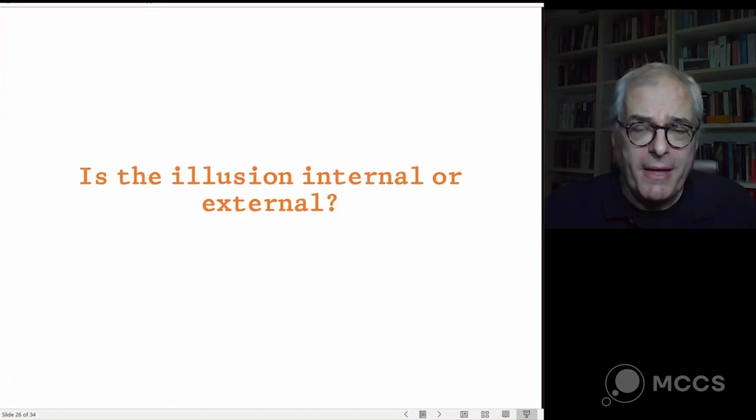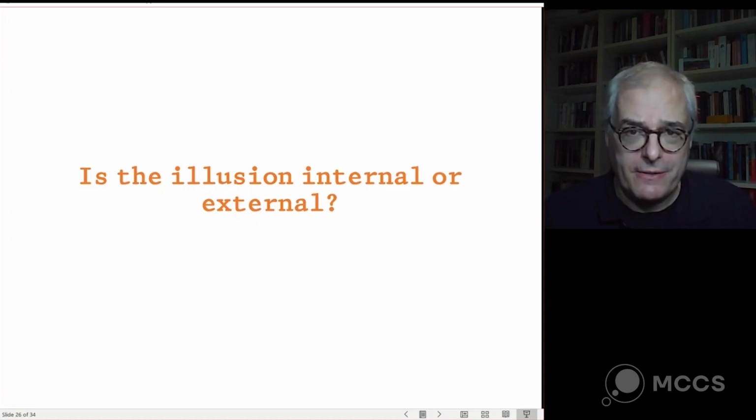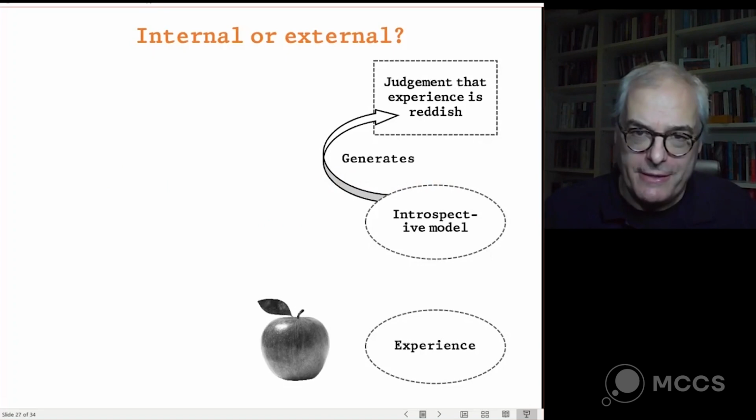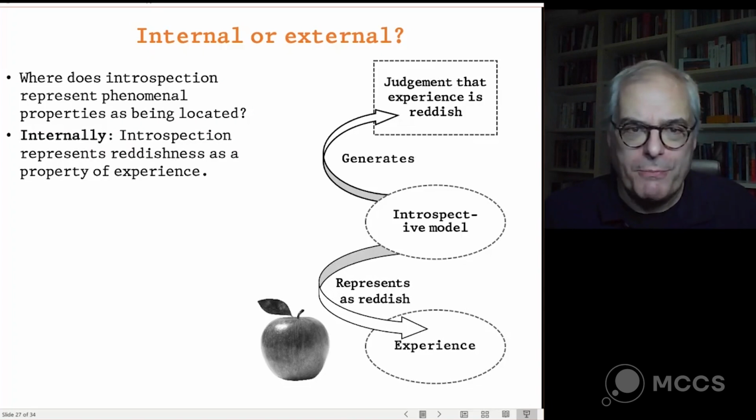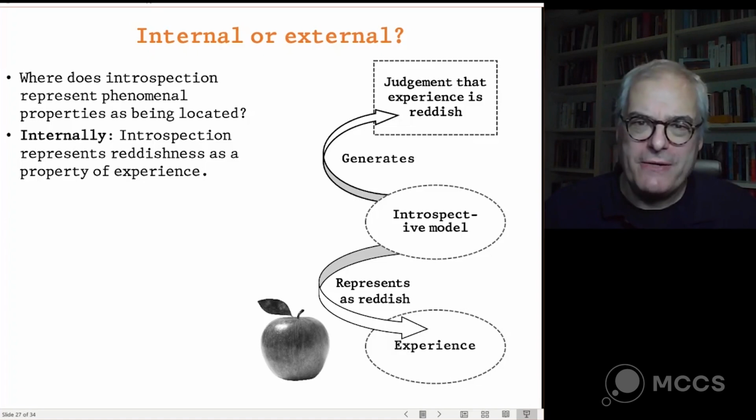Another question: is the illusion internal or external? What I mean by this is, where exactly are phenomenal properties represented as being located? As illusionists, of course, we deny that phenomenal properties are actually located anywhere, but where are they represented as being located? When we introspect, where do the phenomenal properties seem to be? Okay. Three possibilities. One, internally. Here the idea is that introspection represents reddishness as a property of experience itself. So when we introspect and attend to our experience, it seems that the experience itself, the mental state, has this quality to it. The reddishness actually seems to belong to our mind.